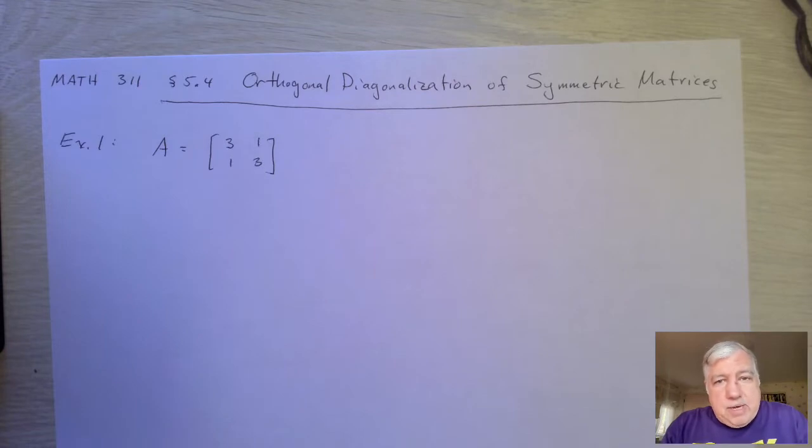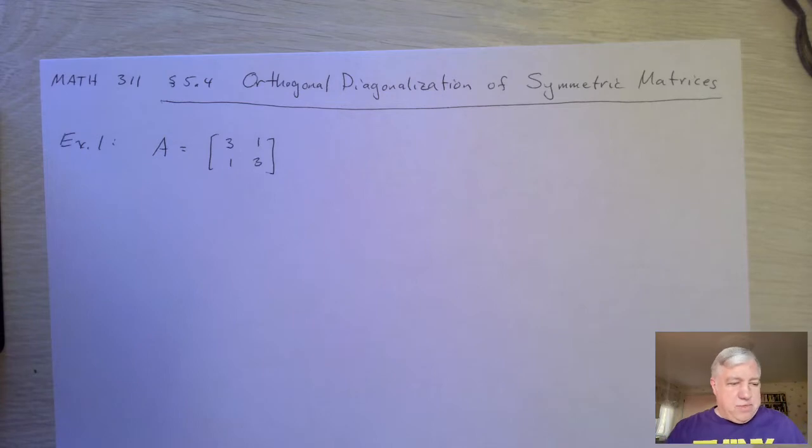We're going to be talking about two things. We're going to talk about symmetric matrices, which we're already familiar with, but we're also going to talk about orthogonal diagonalization and how it's related to symmetric matrices. This is actually going to be a pretty big deal with some nice applications later on.